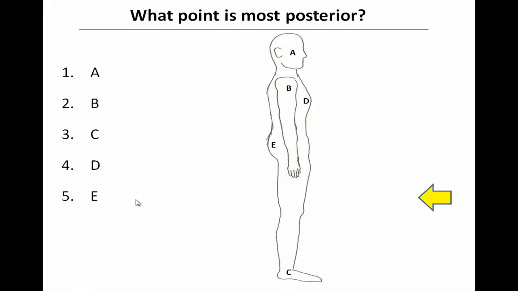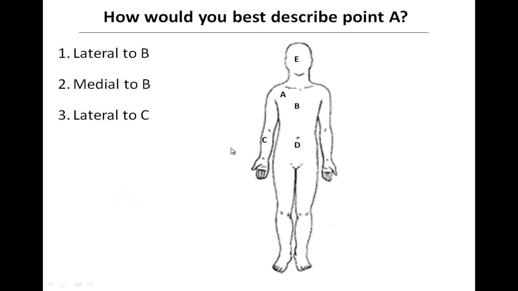Alright, if you said E, you are absolutely correct, because E is closest to the far posterior end of the body, meaning the most close to the back or the area facing this way. Alright, how would you best describe point A? Alright, point A is lateral to B.